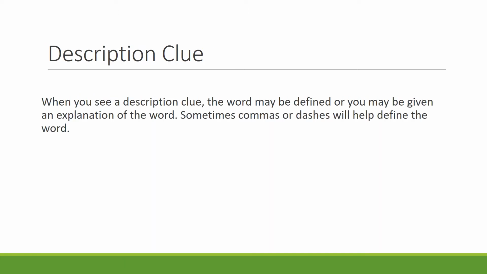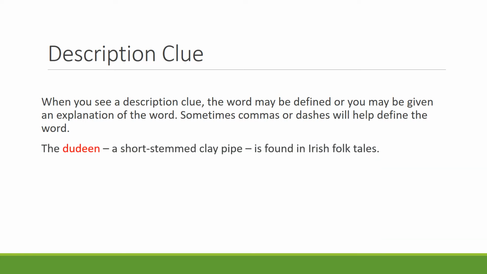When you see a description clue, the word may be defined or you may be given an explanation of the word. Sometimes commas or dashes will help you to define the word. For example, the dudeen, a word we don't know, a short stem clay pipe, is found in Irish folk tales. As we can see here, we have dashes around the portion of the sentence, a short stem clay pipe. This lets us know what dudeen means.